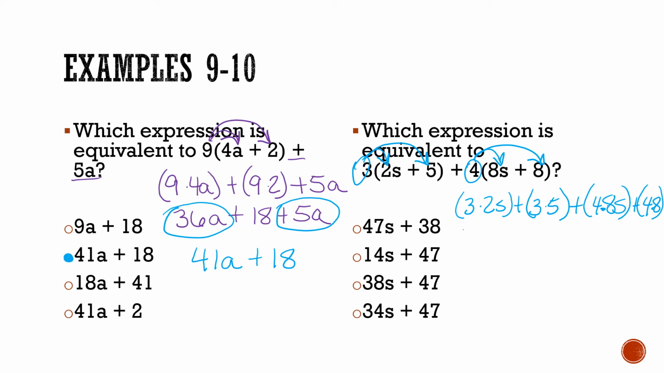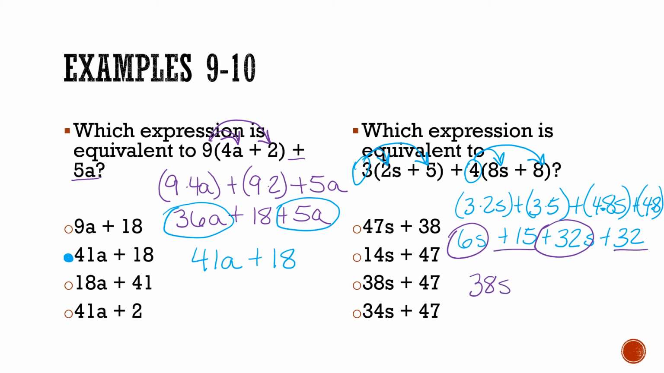So 3 times 2s is 6s, 3 times 5 is 15, 4 times 8s is 32s, and 4 times 8 is 32. So we're going to combine our like terms here. So 6s plus 32s. So 6 plus 32 is 38s, and 15 plus 32 is 47. So we should get 38s plus 47, which is answer choice C.